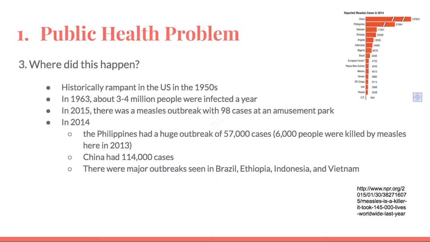Where does this happen? It's historically been very rampant in the US in the 1950s and 1960s, where about 3 to 4 million people were infected a year. There was also an outbreak in 2015 with 98 cases at the amusement park, Disneyland in California. In 2014, there were other cases in different countries, such as the Philippines, which had a huge outbreak of 57,000 cases, and China had double that many cases. There were other outbreaks also seen in Brazil, Ethiopia, Indonesia, and Vietnam, and there is a chart in the top right to show you more cases.